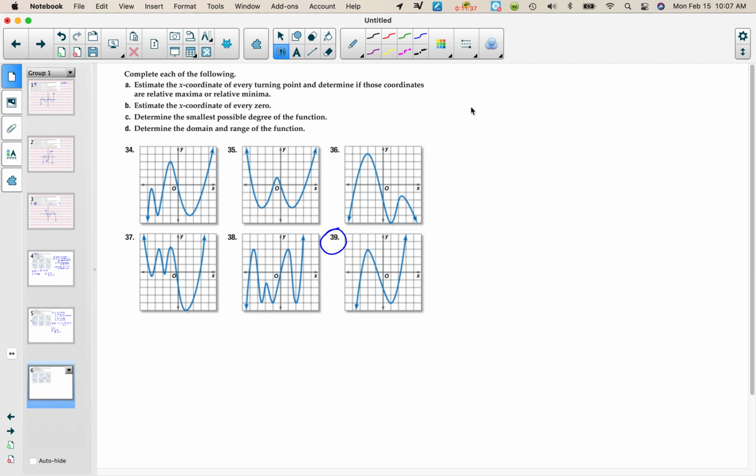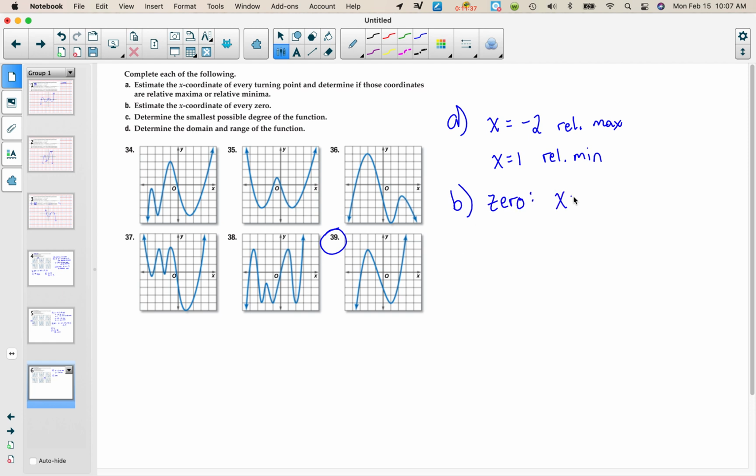Okay, so for the last one, number 39, if we are looking at the x-coordinate of every turning point, so let's say we've got x, again, counting by 1, so 1, 2, turning points at -2, and that looks like it is a relative max. And at x equals 1, it looks like we have a relative min, and that's it. No absolutes.